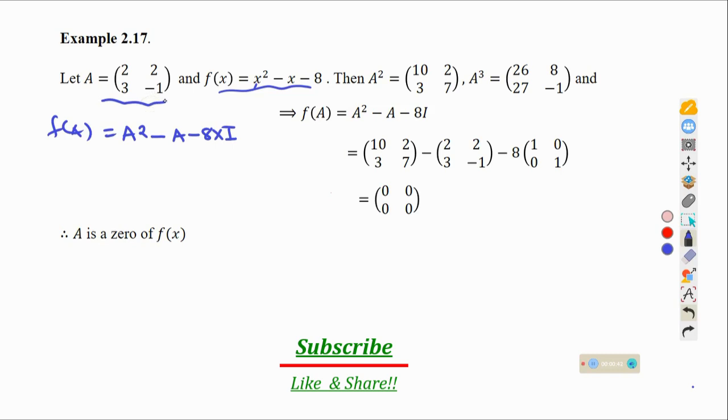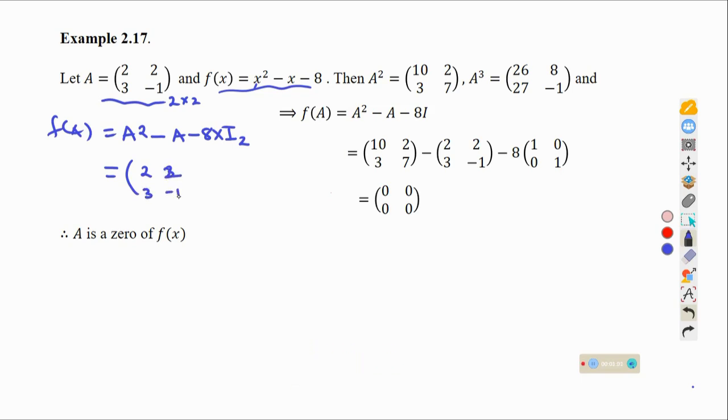But since we are talking about A, which is a 2 by 2 matrix, then this identity matrix must have the order which is also equal to the order of A. So for that case, you will simply substitute. So we need A squared. So you will need [2, 2; 3, -1] squared minus A. You need A here, which is [2, 2; 3, -1]. Then again minus 8 into the identity matrix. But it is very important that we first get A squared first.